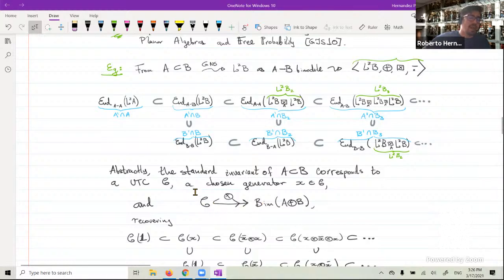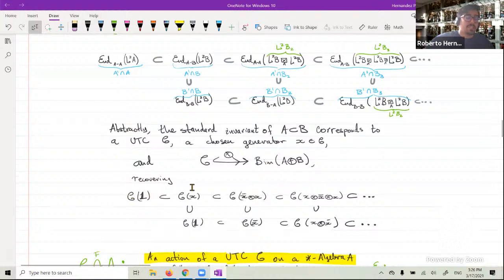So basically, you realize your abstract category as a full tensor subcategory of the tensor category of bimodules over your algebra A plus B, right? So basically, this representation here allows you to interpret each of these endomorphism algebras just as endomorphisms in your category. So the abstract presentation of a standard invariant is just looking at this completely algebraic construction of different inclusions of larger and larger endomorphism algebras.